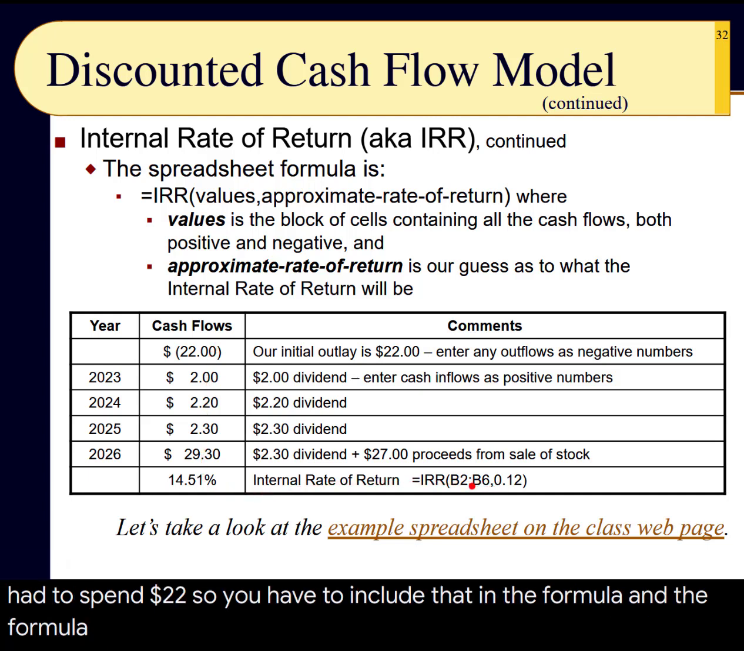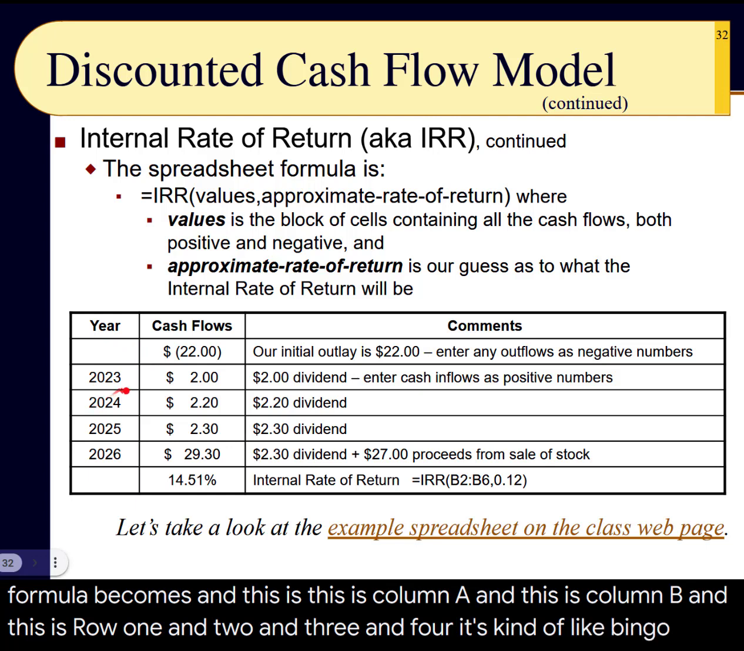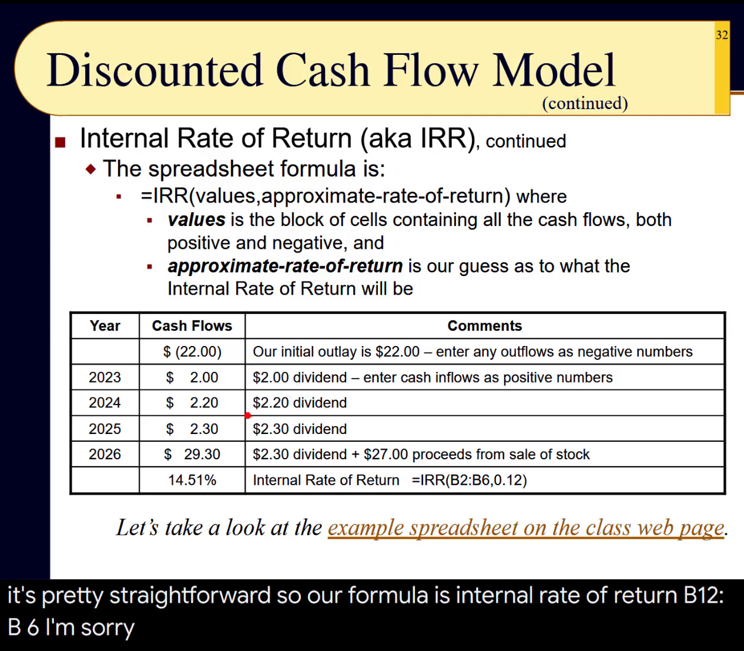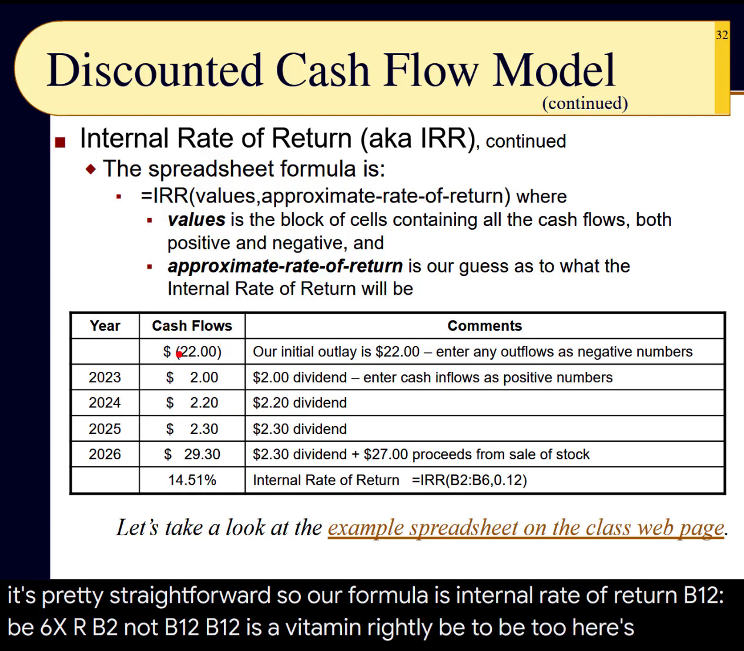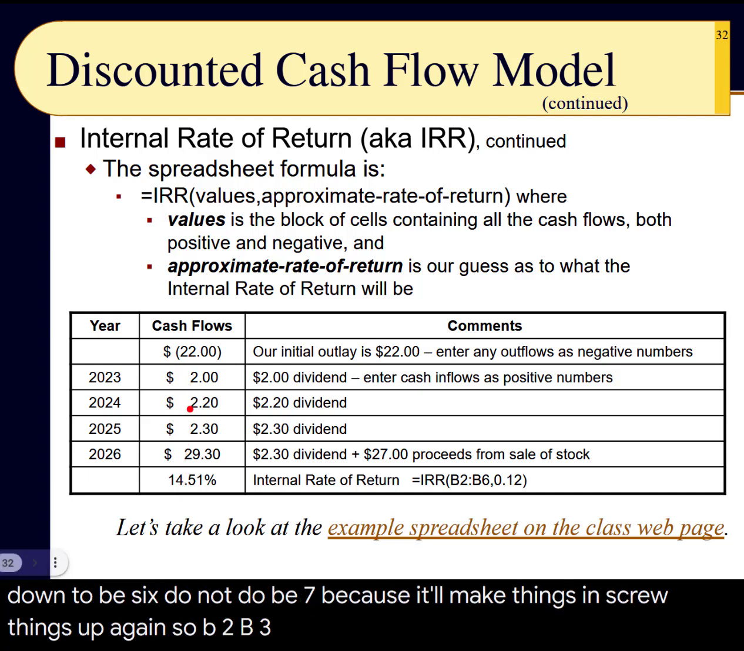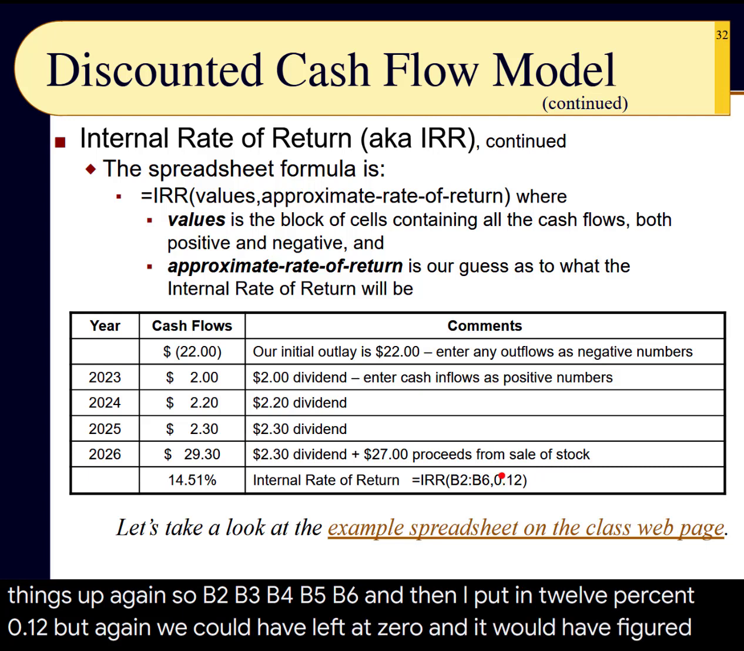And the formula becomes, and this is column A, and this is column B, and this is row 1 and 2 and 3 and 4. It's kind of like bingo, folks. It's pretty straightforward. So our formula is internal rate of return, B2 colon B6. I'm sorry, B2, not B12. B12 is a vitamin, right? So it's B2. B2, here's B2, down to B6. Don't do B7 because that'll screw things up again. So B2, B3, B4, B5, B6. And then I put in 12%, 0.12. But again, we could have left it 0 and it would have figured it out.